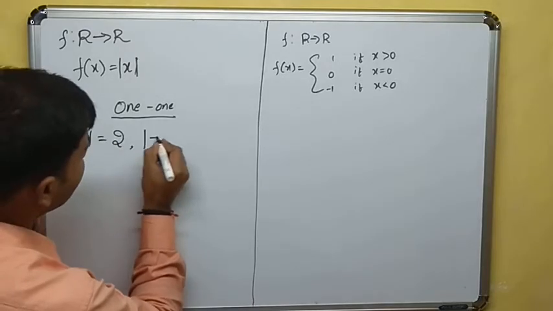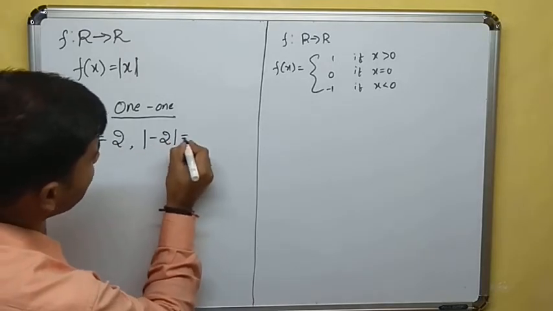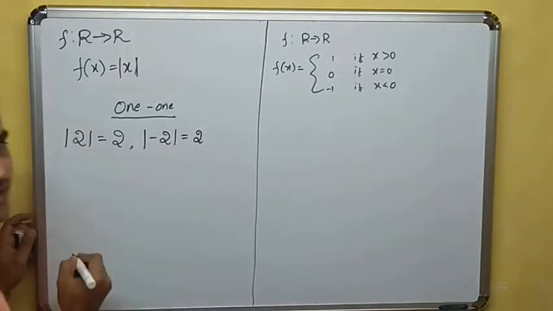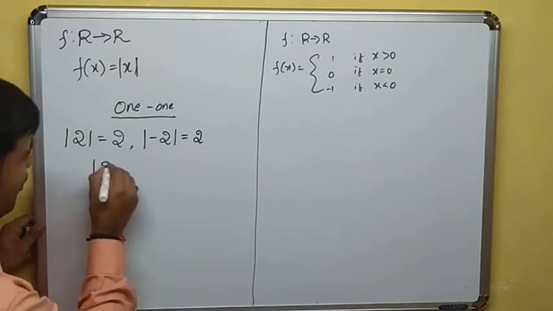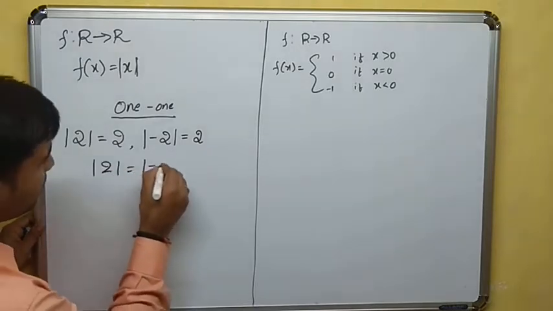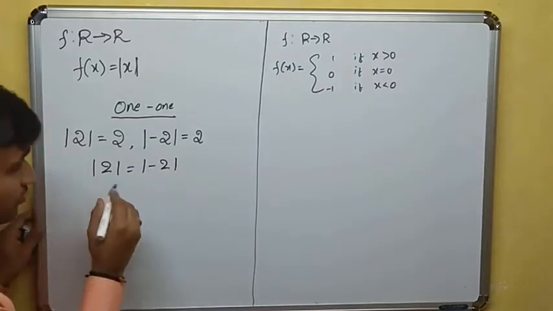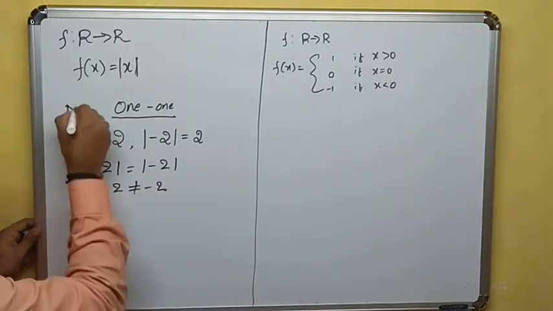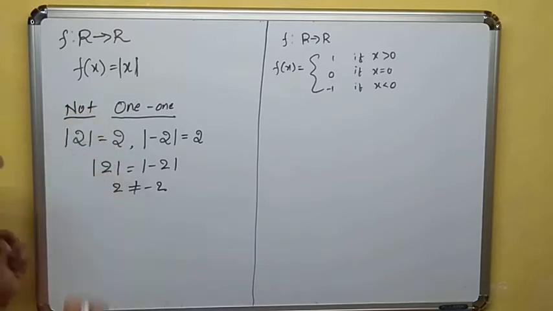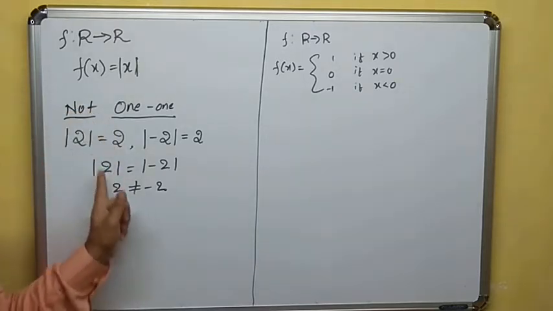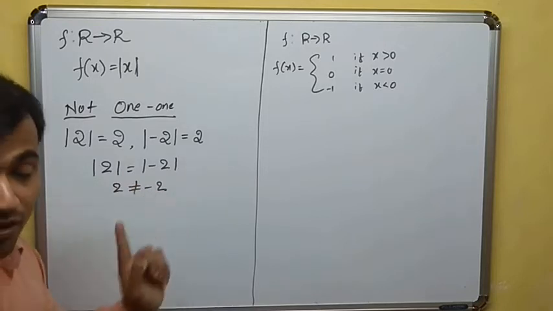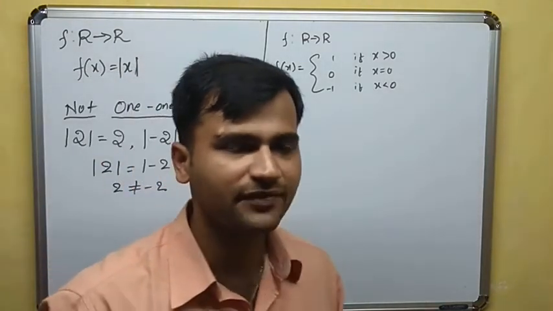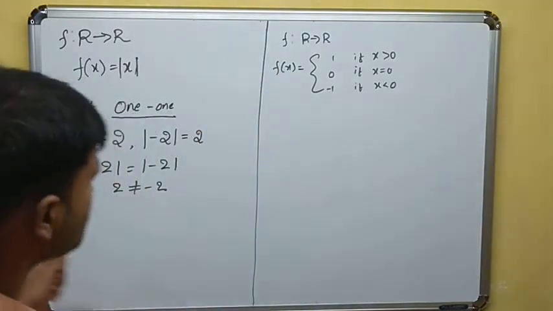Even if I write modulus of minus 2, it is equal to how much? Plus 2. Therefore, mod of 2 is equal to mod of minus 2. But 2 is not equal to minus 2. Therefore, this function is not one-one. So f of x1 is equal to f of x2, but x1 is not equal to x2. Therefore, this function is not a one-one function.